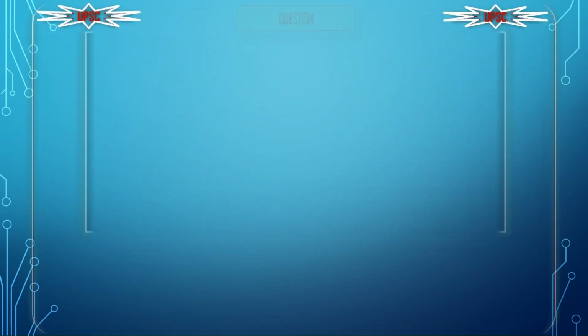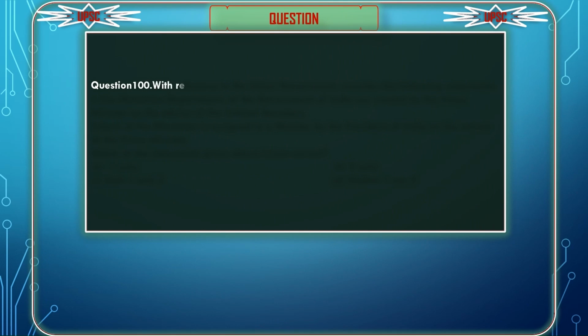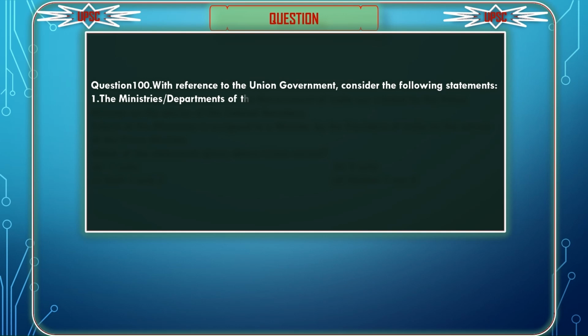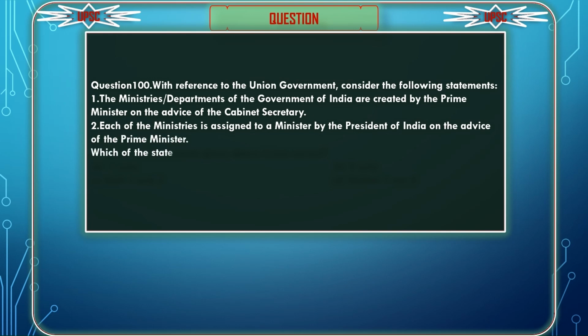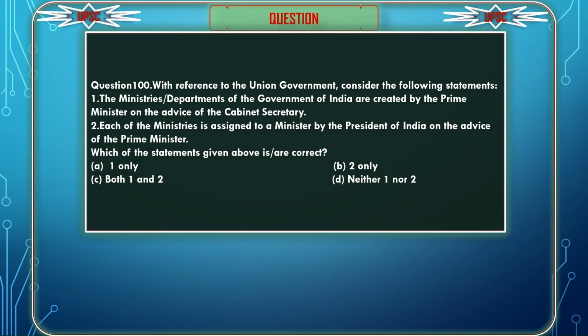Question 100. With reference to the Union government, consider the following statements. 1. The ministries/departments of the Government of India are created by the Prime Minister on the advice of the Cabinet Secretary. 2. Each of the ministries is assigned to a minister by the President of India on the advice of the Prime Minister. Which of the statements given above is/are correct? A. 1 only. B. 2 only. C. Both 1 and 2. D. Neither 1 nor 2.